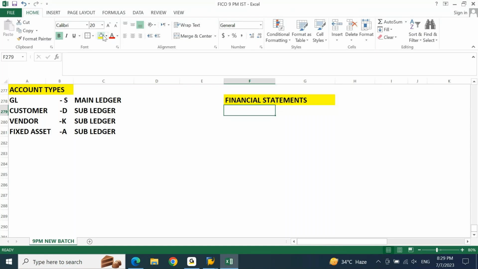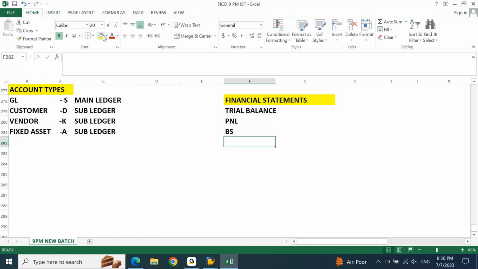Now, at the end of every month, we need to prepare something called a financial statement. Whenever you're calling a financial statement, you are clearly representing three reports. What are those three reports which are mandatory to be prepared at the end of every month? Trial balance, P&L, balance sheet.